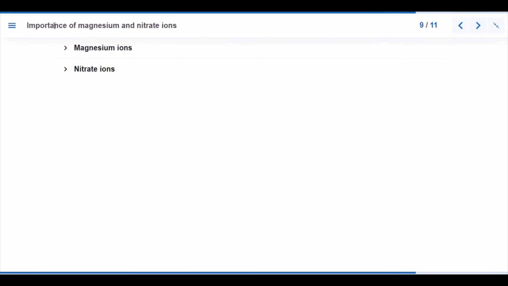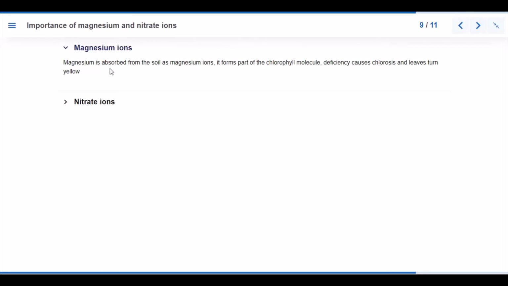Here we're looking at the importance of magnesium and nitrate ions. Magnesium, like we have seen earlier in the question, is absorbed from the soil as magnesium ions. It forms part of the chlorophyll molecule. A deficiency in magnesium causes chlorosis and leaves turn yellow.